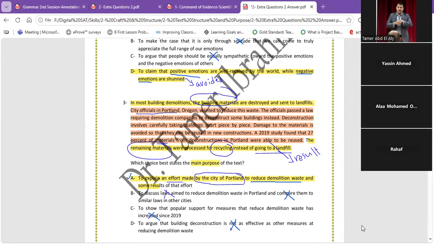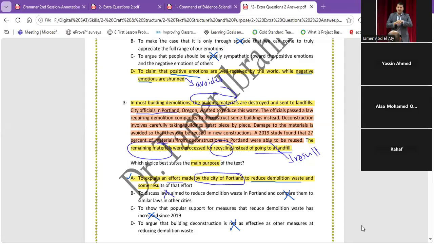Okay, you read, please. "In most building demolitions, the building materials are destroyed and sent to landfills." Okay. "The remaining materials were processed for recycling instead of going to a landfill." Now, depending on the first and last sentence, we are going to eliminate the choices that are not related. Let's read.